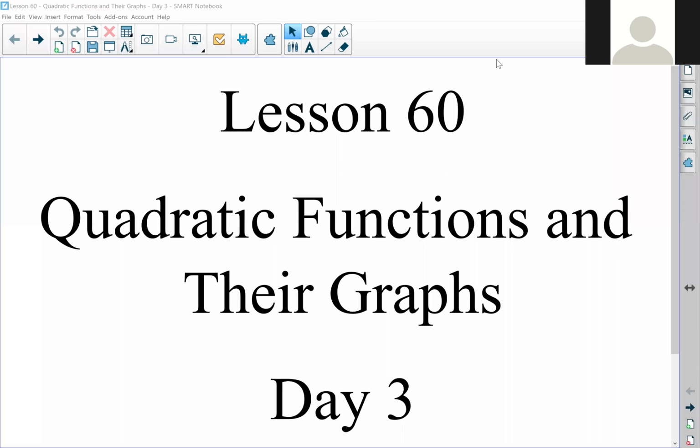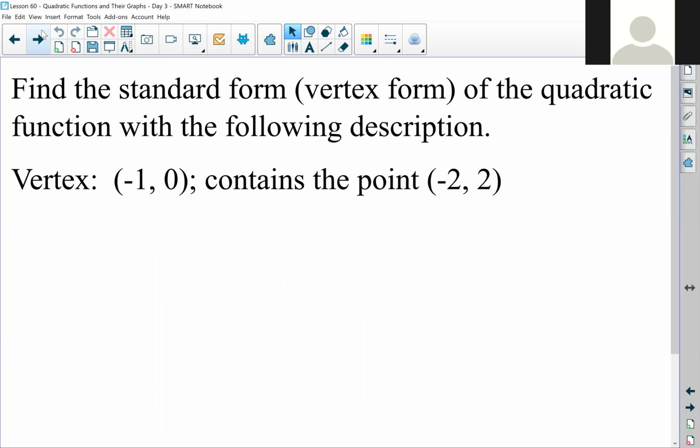So rather than graphing quadratic functions, now we're going to be given some information and we're going to have to come up with the equation. Today you'll be given the vertex and one other point. Tomorrow you'll just be given 3 points, and we'll look at how to write the equation with that information.